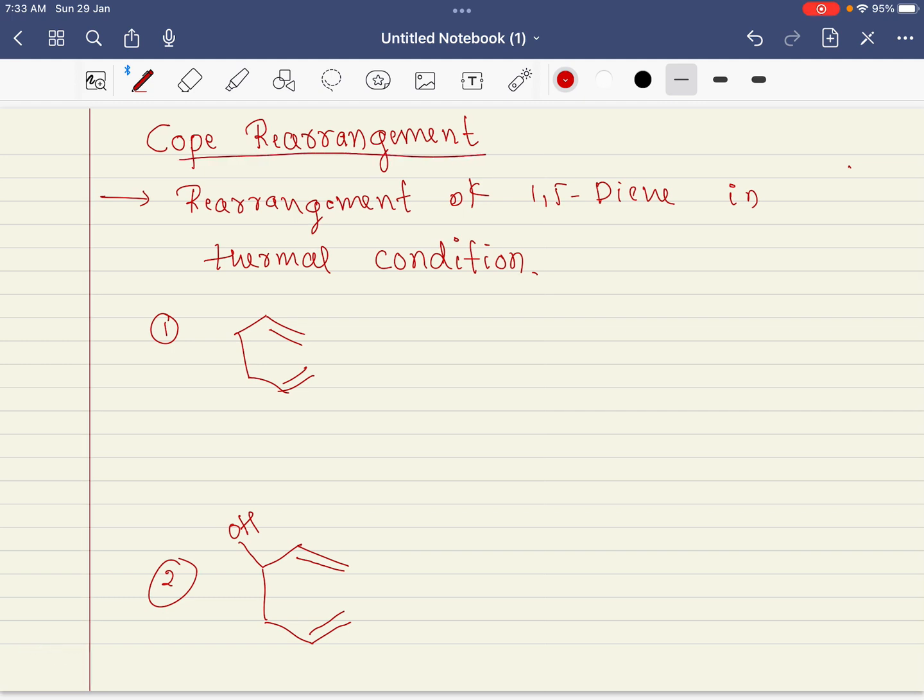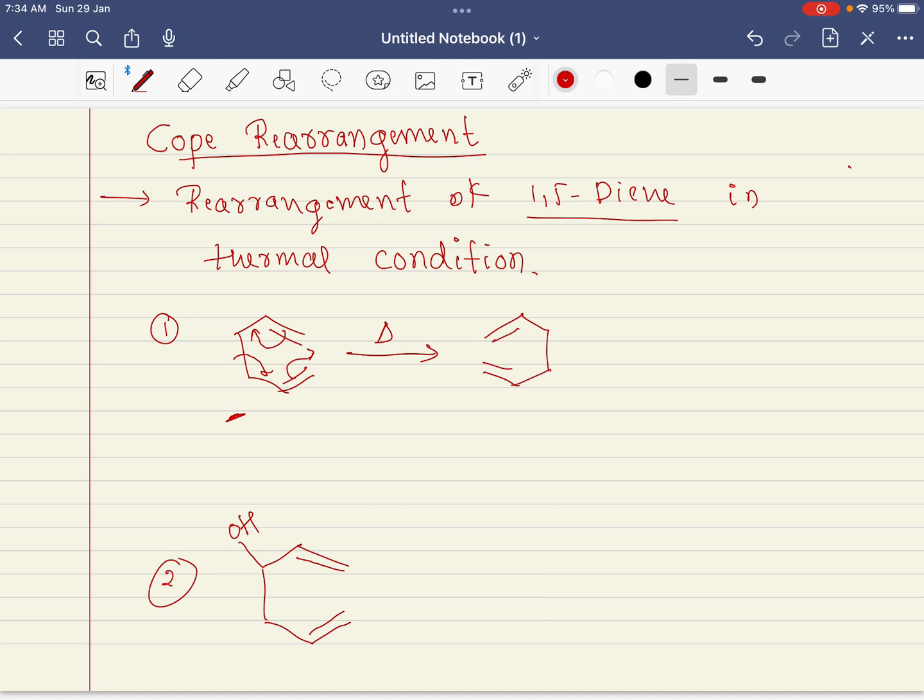So, what is Cope rearrangement? A rearrangement of a 1,5-diene molecule under thermal condition is known as Cope rearrangement. So the basic condition required here is thermal condition, and the molecule required here is what? A 1,5-diene. So a 1,5-diene under thermal condition undergoes Cope rearrangement. This will be shifted here, this will be shifted over here, and this forms the new sigma bond.